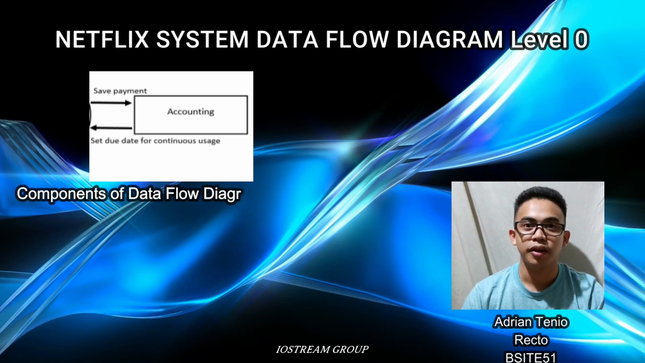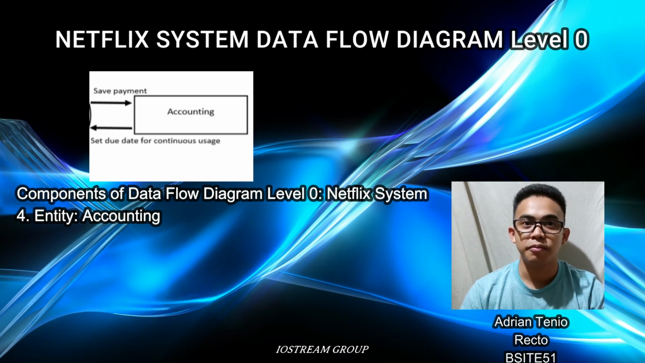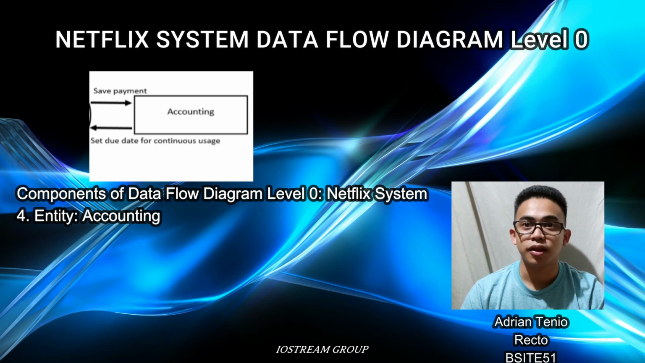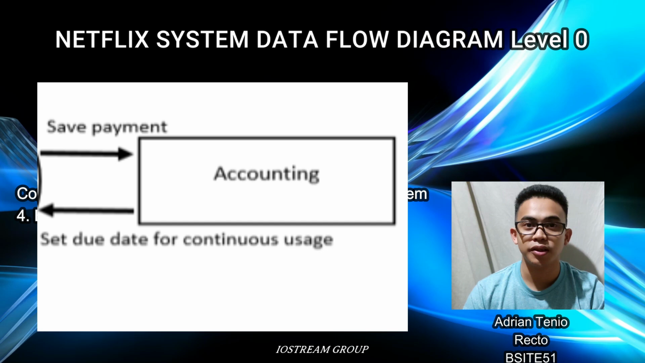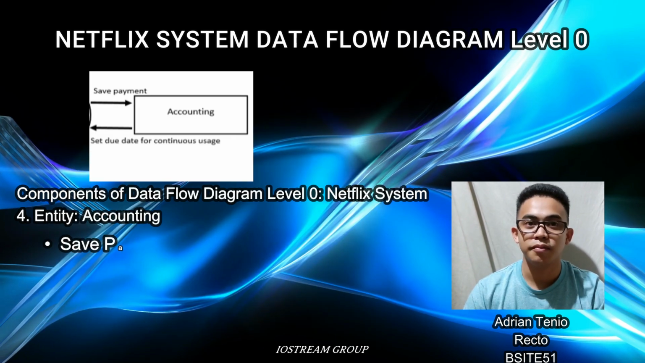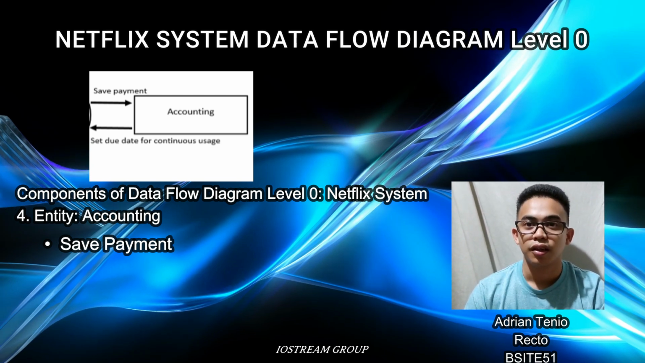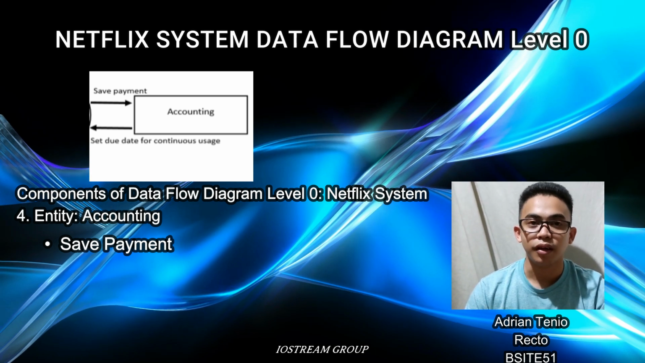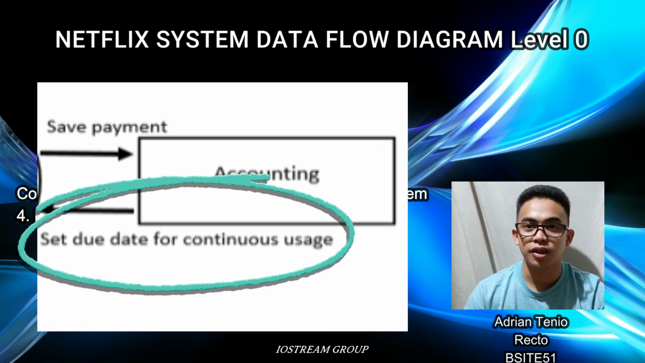Then the next entity is accounting. The accounting department manages all financial records for the Netflix platform. It tracks payments, manages subscriptions, and ensures that both the platform and the content providers are paid appropriately. How does it process? The number 1 process is save payment. After the payment gateway confirms the user's payment, the accounting system logs and stores the payment details in the database for record keeping.